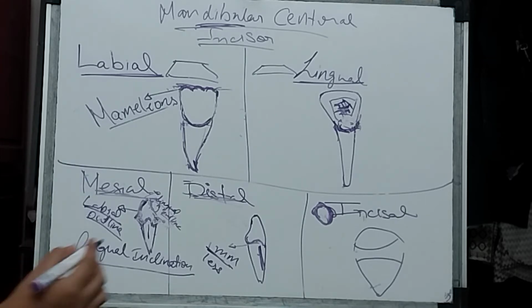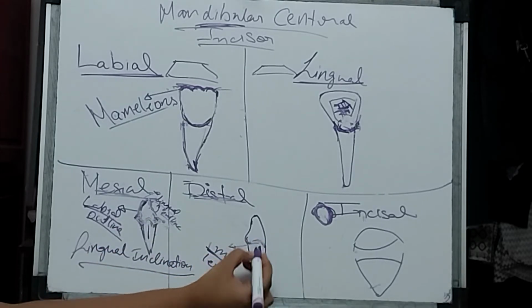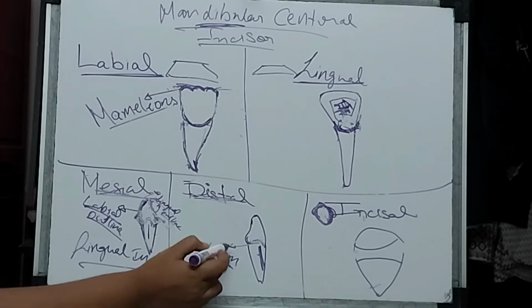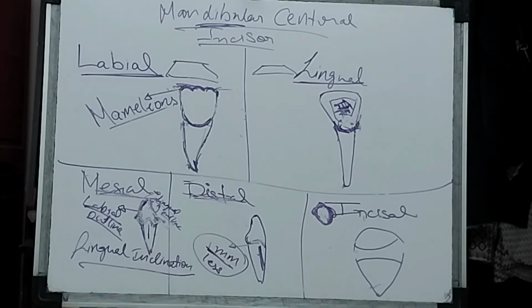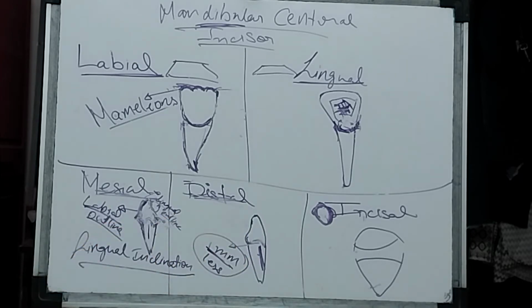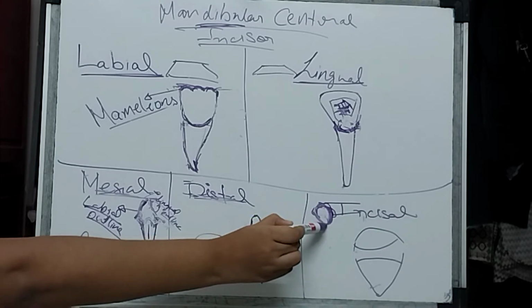The only difference is this curvature of the cervical line. In the distal side, it is 1 millimeter less curved, over here. It is more curved over here in the mesial aspect. Now, coming on to the last one, the incisal aspect. The incisal, this one, the shape is oval.